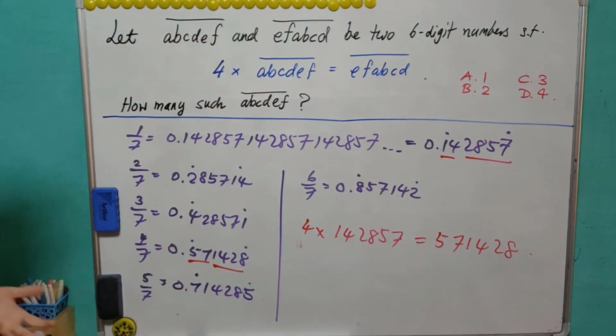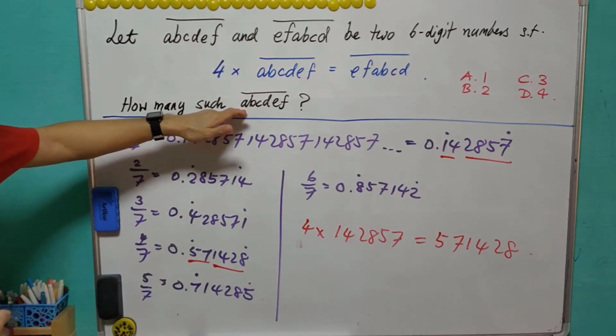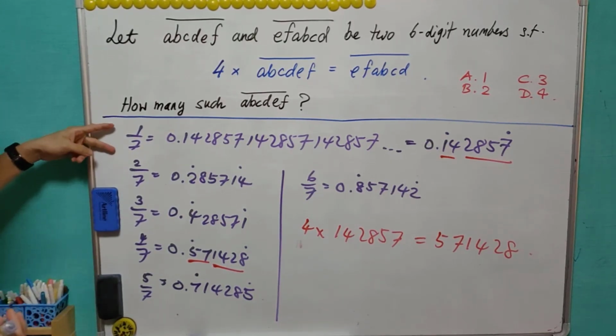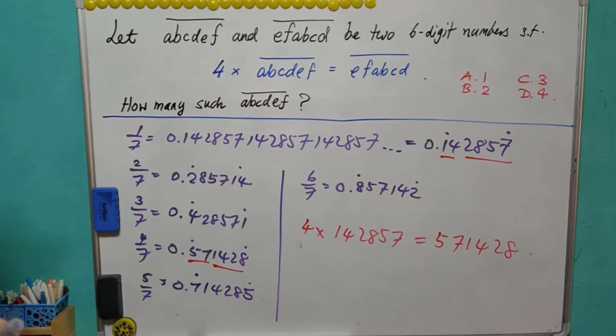However, this may be just one of many other possible values of ABCDEF. We need to find a systematic way to get all of them, and we'll see whether it has any relation with fractions with other denominators. So let's look at a proper way of doing this question.